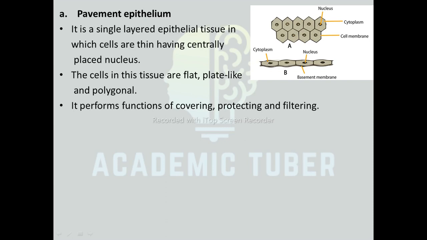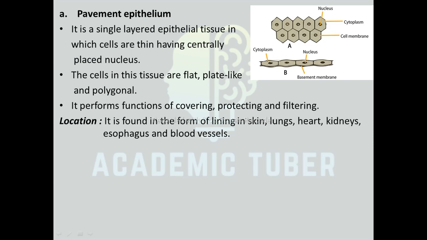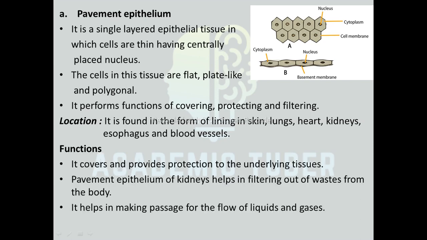It is a single layer epithelial tissue in which cells are thin, having centrally placed nucleus. The cells in this tissue are flat, plate-like and polygonal. It performs the function of covering, protecting and filtering. Pavement epithelium is found in the form of lining in skin, lungs, heart, kidney, esophagus and blood vessels.